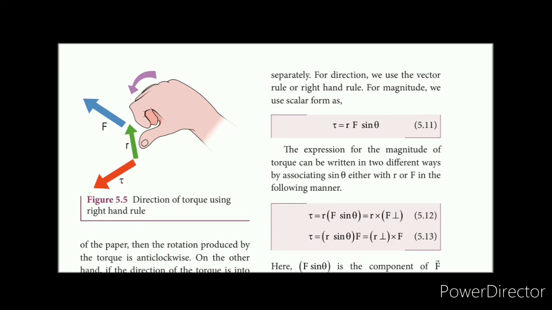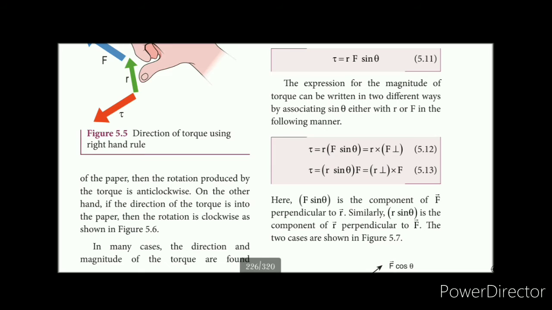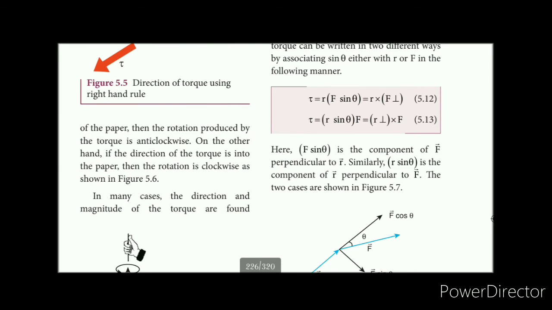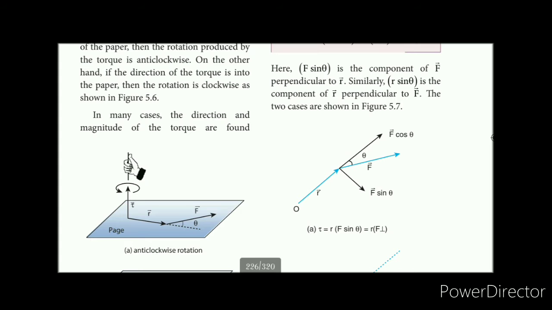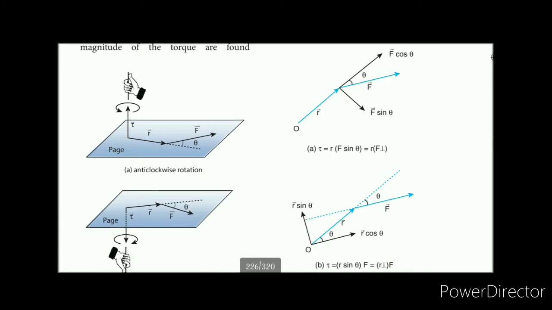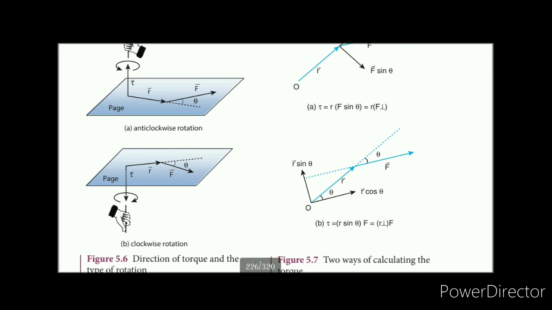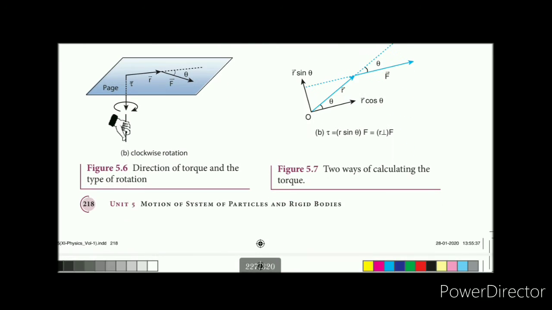The expression for the magnitude of the torque can be written in two ways by associating the sin theta. So tau equals r sin theta times F, with the perpendicular distance, or tau equals r times F sin theta. So here F sin theta is the component of F perpendicular to r. So the component perpendicular in the two cases. Look at the picture, calculating the torque effect, how the force is acting, how the distance will be calculated.